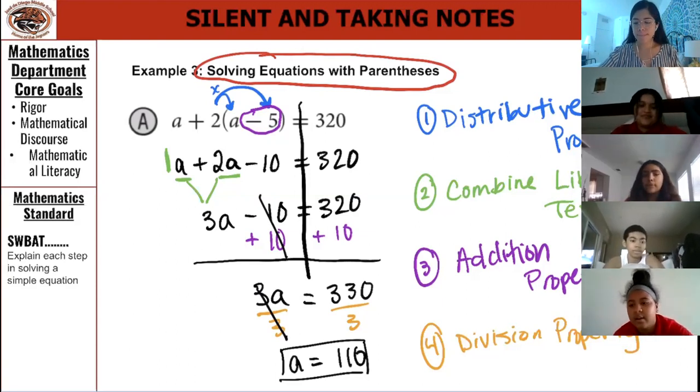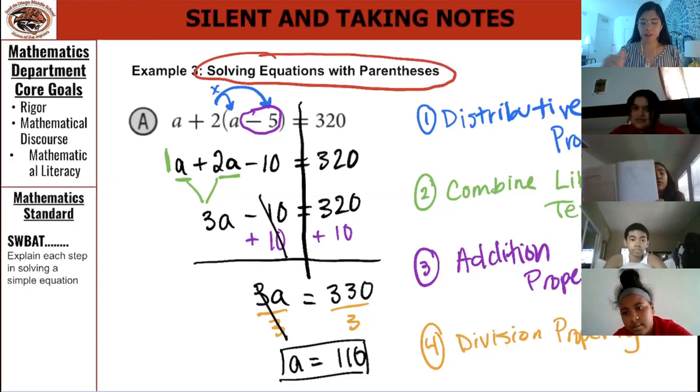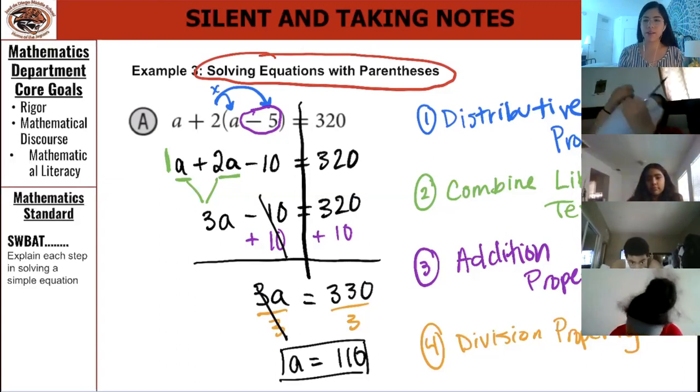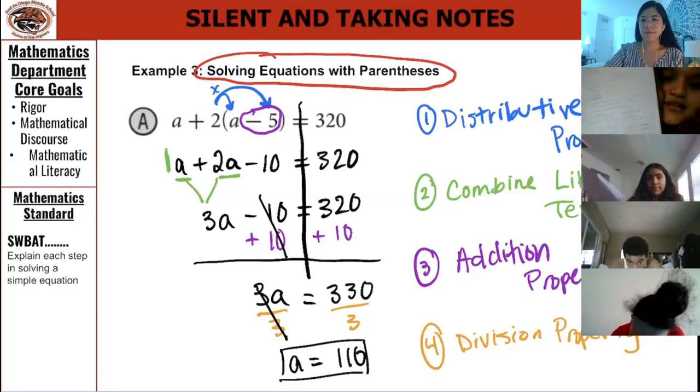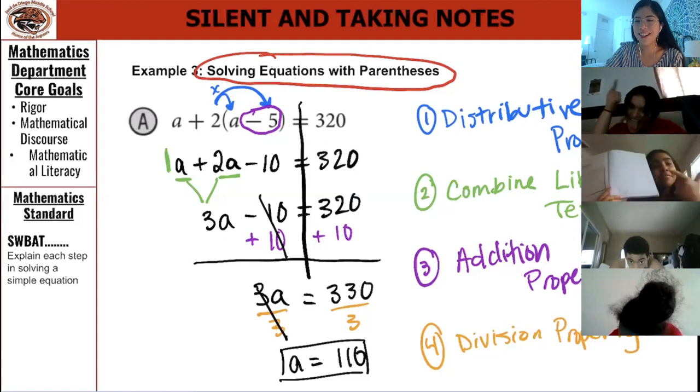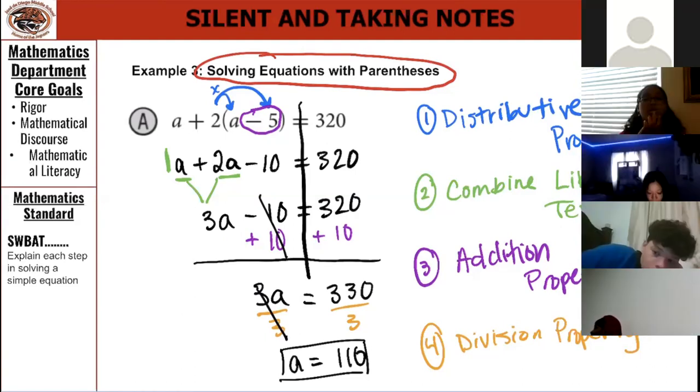What's today's date? I mean, title? So I circled the title. It's at the top, solving equations with parentheses. And then the date is September 9th. Let's see all this work. Beautiful work. I love it. Thank you, Miss.